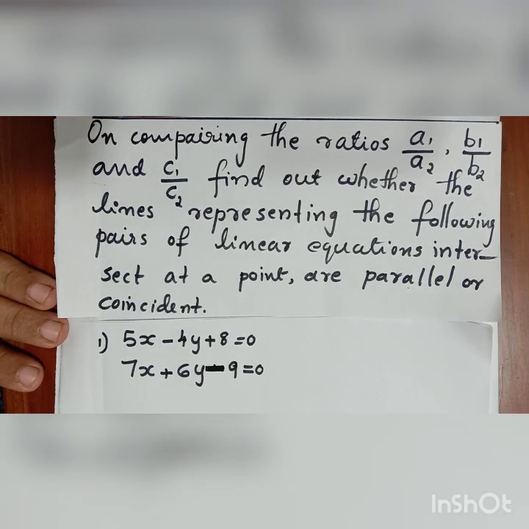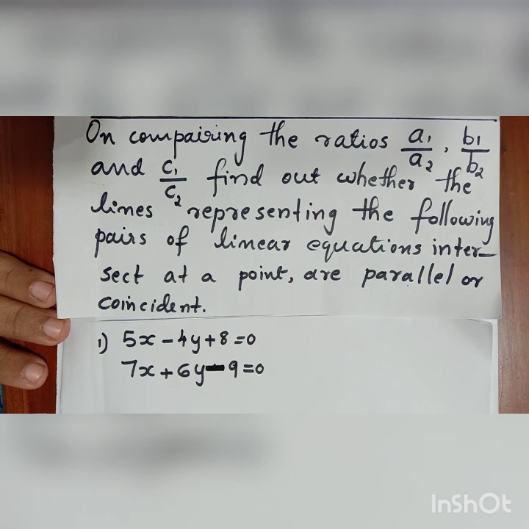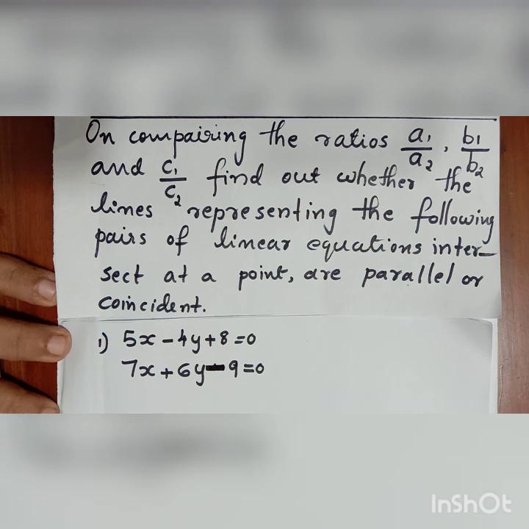Let us move on to a question based on this. On comparing the ratios A1 by A2, B1 by B2 and C1 by C2, find out whether the lines representing the following pairs of linear equations intersect at a point, are parallel or coincident. So we will be getting two equations. We are going to compare the ratios A1 by A2, B1 by B2 and C1 by C2. From this, we will be finding out whether the two lines are parallel, coincident or intersecting.